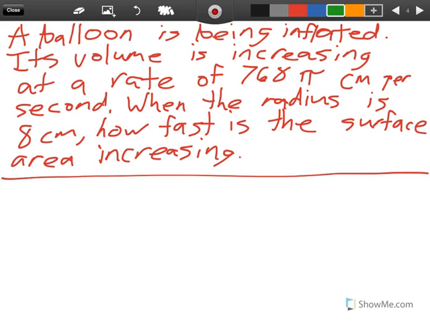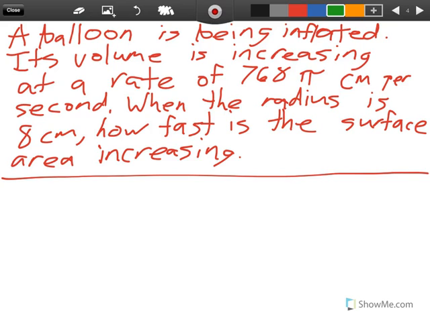Okay, so we have a problem to show you. This balloon is being inflated and its volume is increasing at a rate of 768 pi centimeters cubed per second. When the radius is 8 centimeters, how fast is the surface area increasing? First, when we see the word rate, we're thinking derivatives. That's the first derivative we can find. And we are given that the radius is 8, so we're trying to find the derivative at a given point.